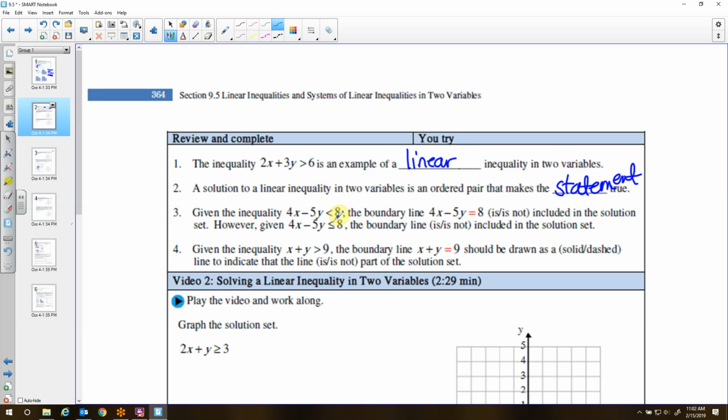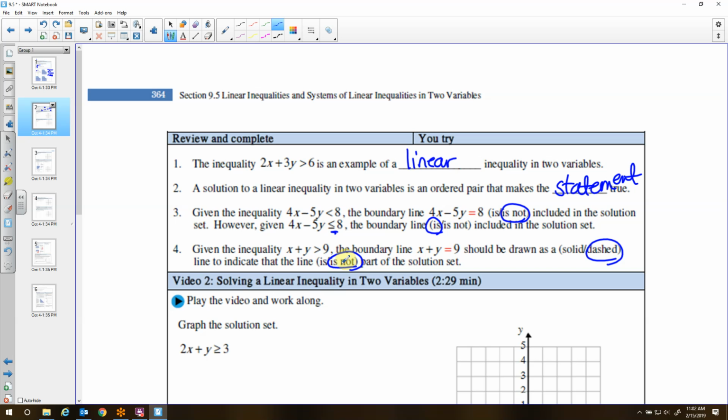Given the inequality that has a less than in it, it is not included in the solution. However, if you have an equal to in it, it is included. Given the linear inequality x plus y is greater than 9, the boundary line should be drawn dashed because it's greater than, and it indicates it's not part of the solution set. So what that is saying is that if I connect my points with a dashed line because I have less than or greater than, the ordered pairs that sit on that line do not make my statement true. They are not part of the solution set.